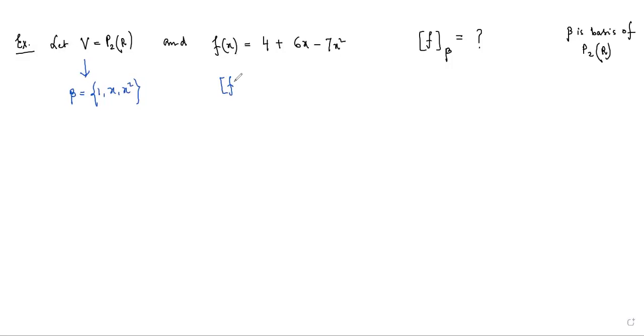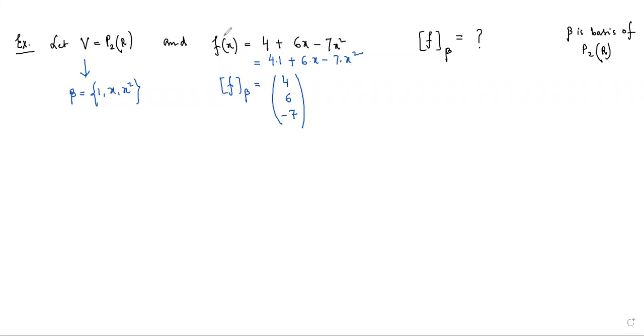So 4, 6, minus 7. Yeah, 4, 6, minus 7. Because you see, it is very simple. 4 plus 6x minus 7x square can be written as 4 into 1 plus 6 into x minus 7 into x square. So 4, 6, minus 7 are the scalars over here. And we consider these scalars column wise to represent the coordinate vector of f with respect to this basis beta. Okay, so this is the answer to the given problem.